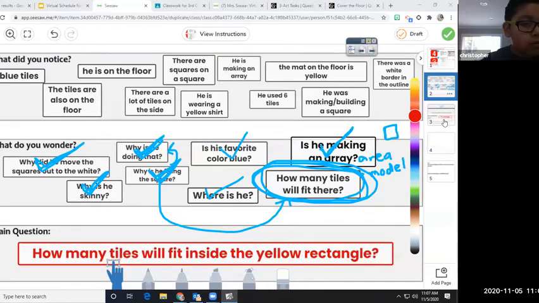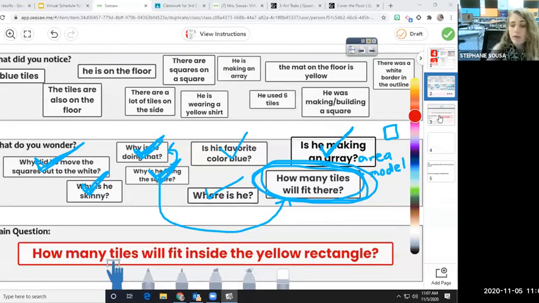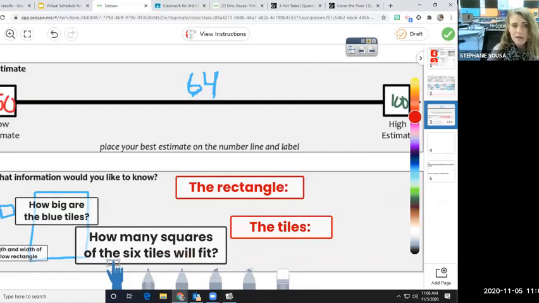Many questions. No, you don't have to write all the questions. You only have to write the main question. How many tiles will fit inside the yellow rectangle? I'll send that to you in the chat. You do not have to write down everybody else's question. Okay, so I'm going to send it to you in the chat, Christopher. The one question that you need to write down is how many blue tiles will fit in the yellow rectangle. Okay, I'm going to send it to you now.